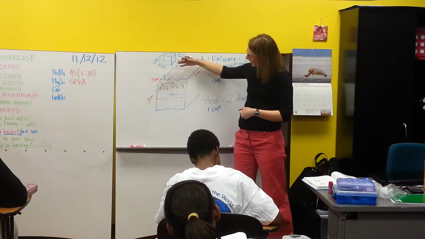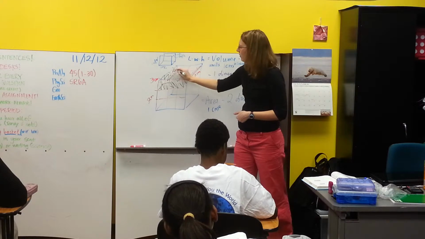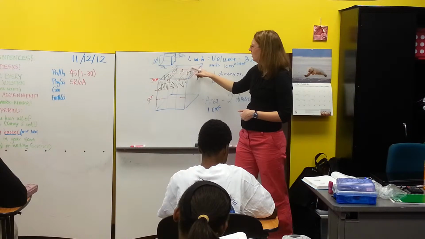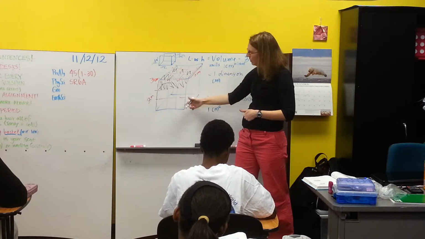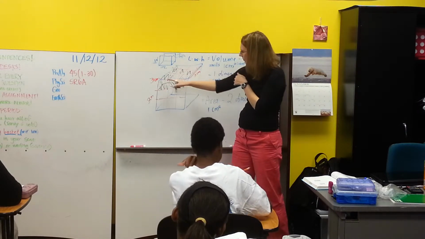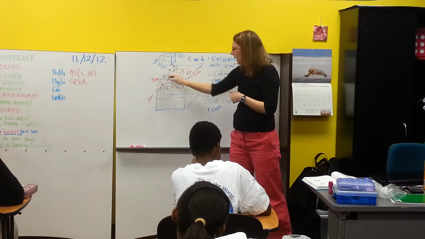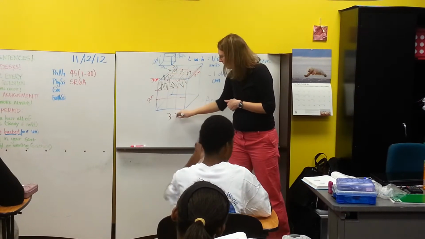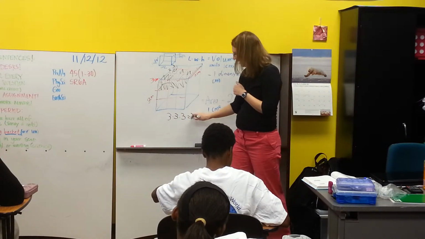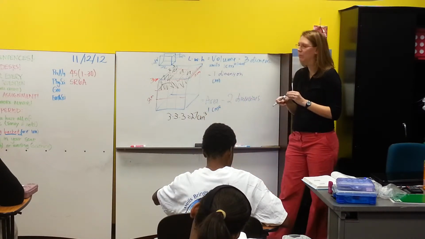2, there are 9, right? In the second layer, 1, 2, 3, there are 9 more cubes. In the third layer, there are 9 more cubes. So 3 times 3 got us 9. And there's 1, 2, 3 layers of 9. 3 times 3 times 3 gets us 27. So there are 27 cubic centimeters when you have a cube like that.